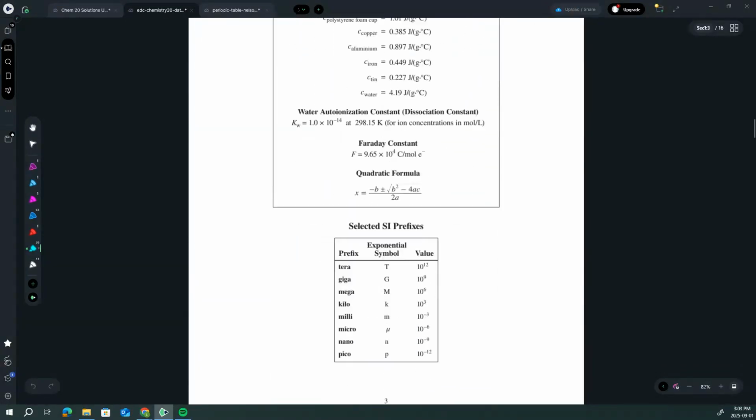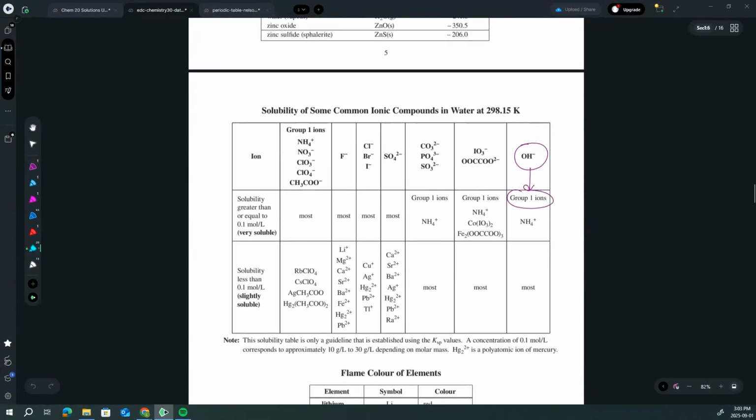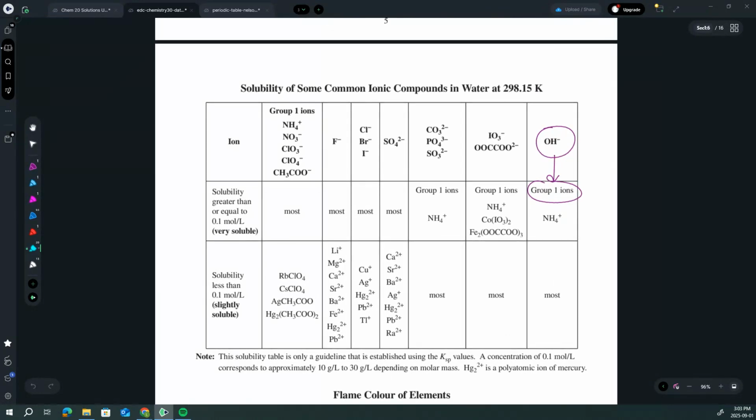So let's go back here. Okay, this is also saying any group 1 ion, or if it's ammonium, it's going to be soluble in water. So since sodium is in group 1, that's how we know it's very soluble.